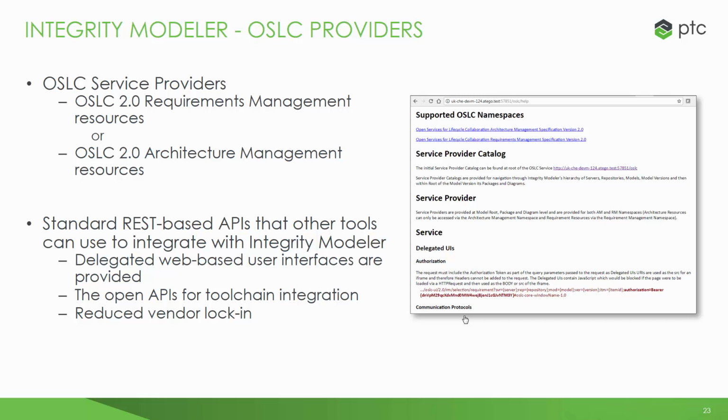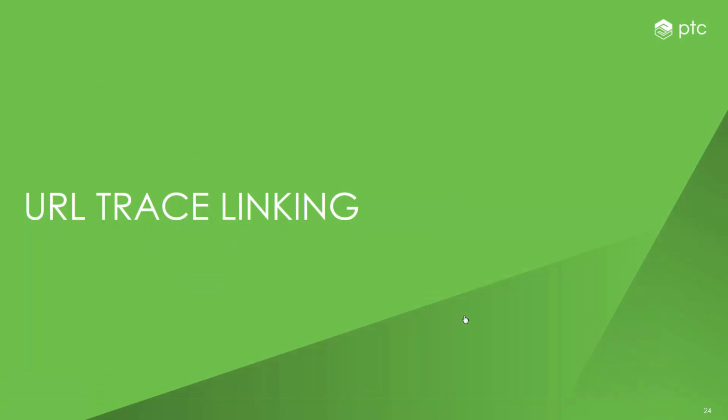So Integrity Modeler 8.4 can be plug and play, placed in a tool chain where OSLC is the connection mechanism to give other tools access to all of the information in Integrity Modeler, the SysML, the UML, and all the other information. So OSLC is a great standards-based approach for connecting tools in a tool chain, but not every tool supports OSLC. So now let's take a look at URL trace linking.